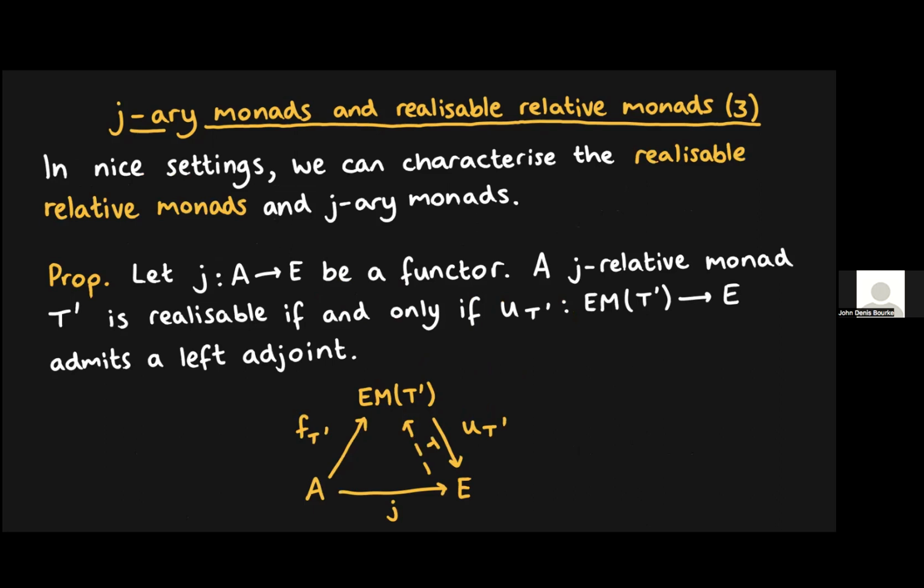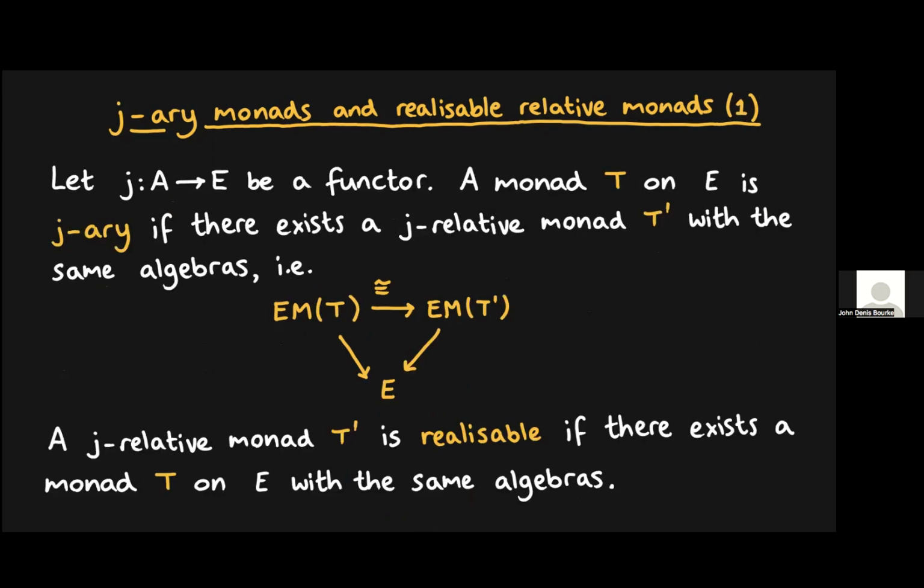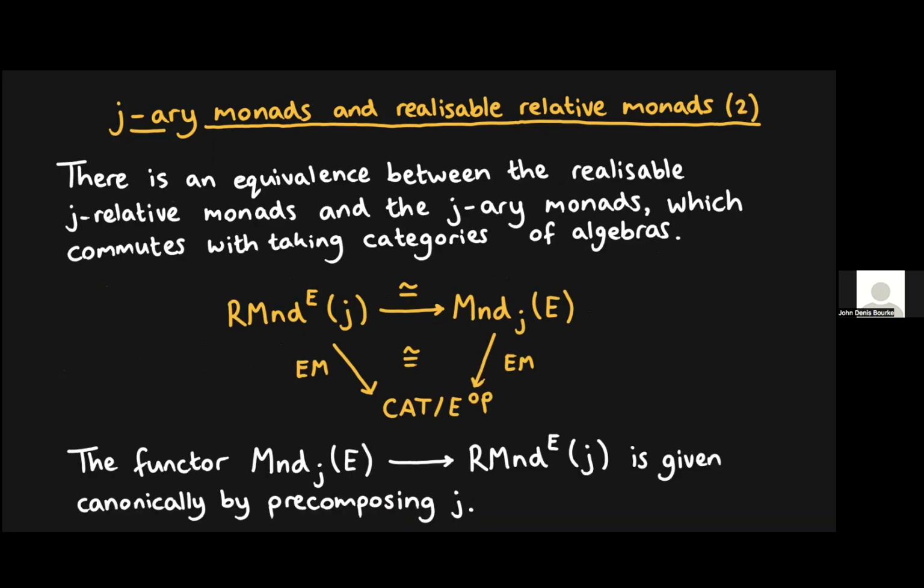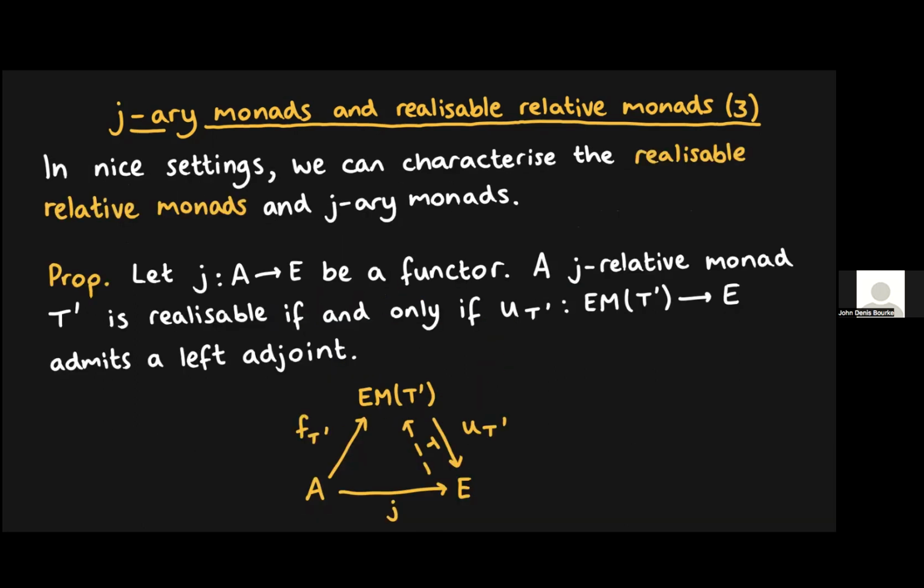And in suitable conditions, we can characterize the realizable relative monads and the J-ary monads. So instead of having this very abstract definition, we can have a nice characterization of all the monads that satisfy this property, like the existence of some J relative monad. And this will be used for the general correspondence. So first, we're going to look at the realizable relative monads, the relative monads that can be extended to a monad.